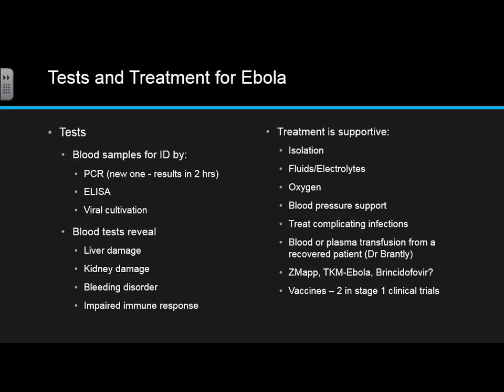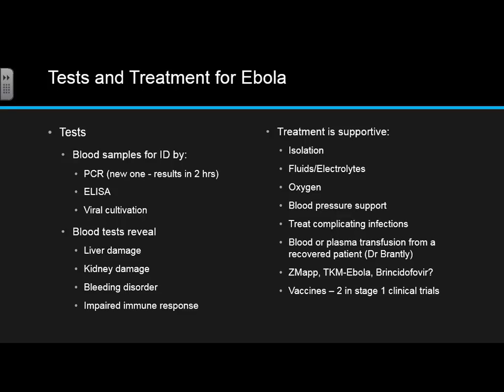You can also draw blood and check the blood to see what kind of organ damage is being experienced by the individual. And liver damage is very prevalent because Ebola loves your liver. It loves your liver. And it goes, oh goody, I'm going to find you, I'm going to invade you, and I'm going to destroy you. And that's what it does. It loves your liver, and so liver damage is very common.